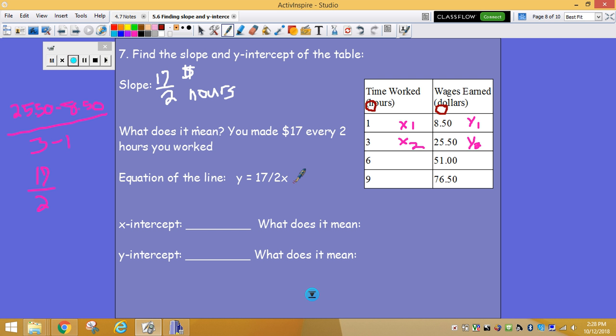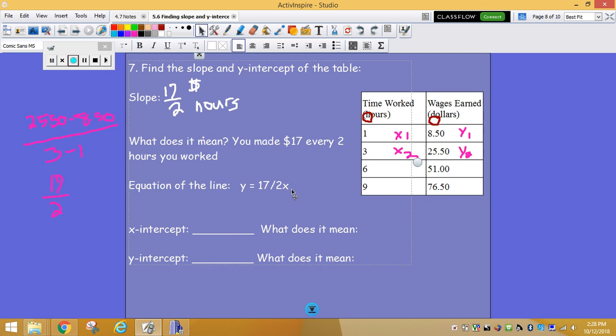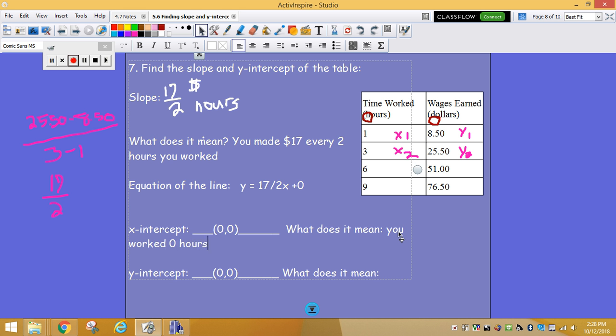So my y-intercept is at 0. So if you look, it's the ordered pair 0, 0. That means it's also my x-intercept, because 0, 0 is the origin. So it's going to be the x-intercept and the y-intercept. What does it mean? The x-intercept means you worked 0 hours. The y-intercept means you made $0. Which makes sense. If you don't work any, you're not going to get paid anything.